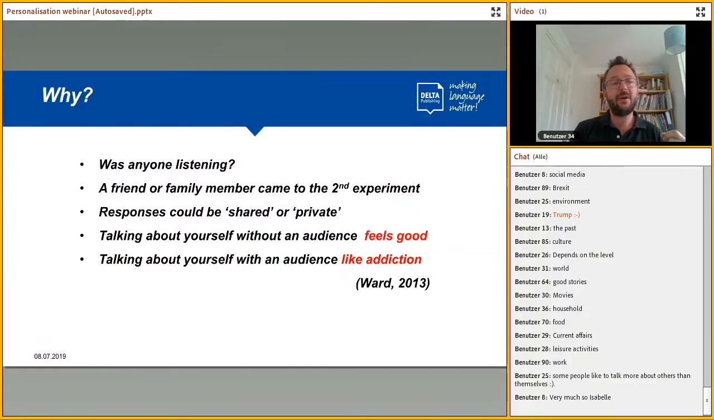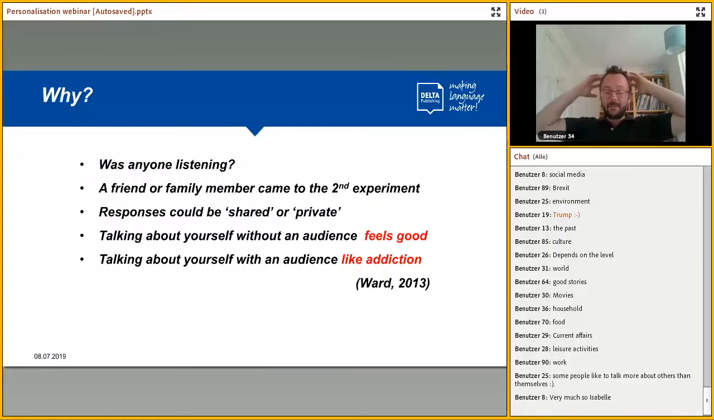What they wanted to find out next was, would it be any different if the speaker knew that someone was listening? So they did the same experiment again. At this time, each person that was speaking brought along a friend or a family member for the second experiment. And when they were given the topic to talk about, they were told that their response would either be shared or private. So they either knew someone was listening to them or they knew that someone wasn't listening to them.